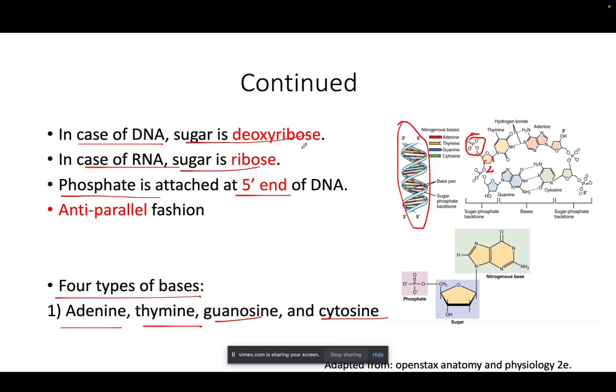Okay, and antiparallel means, what do I mean by antiparallel? So let's say this is one strand of DNA and this is the other strand of the double-stranded DNA. On one strand, this is the 5 prime end and this is the 3 prime end. On the other hand, this is the 3 prime end and this is the 5 prime end. Okay, so this is called an antiparallel fashion, where the 5 prime end of one strand lines up with the 3 prime end of the other. So DNA is a double helix structure and it runs in antiparallel fashion.